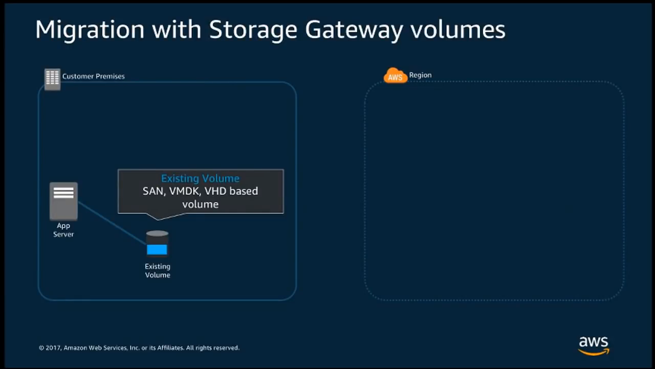And where this becomes interesting in a migration standpoint is that you can use this to migrate existing data out of your data center. So you can see on the left, we have an application server, we have an existing volume, and this would likely be on a SAN, or it can be a VMDK or a VHD if you're in a virtual environment, but you're giving some storage to this application server, and it has a volume there and it's written data to it.